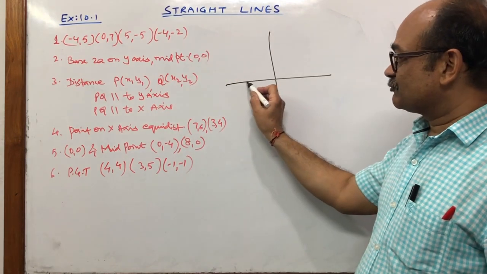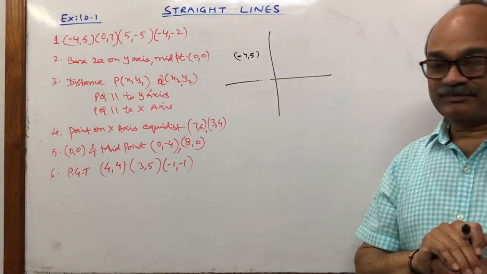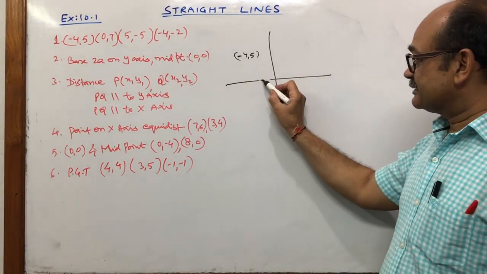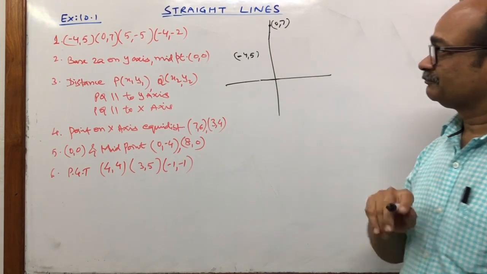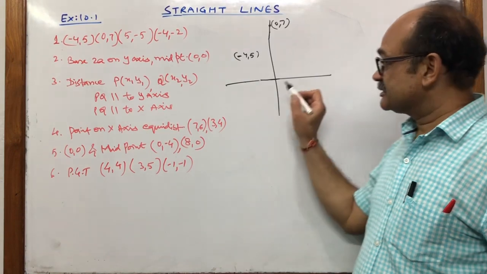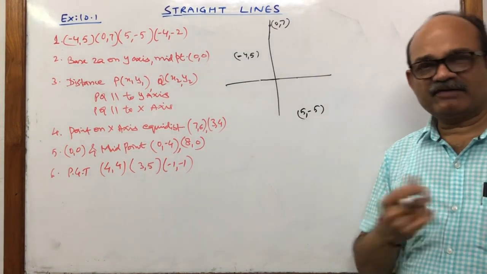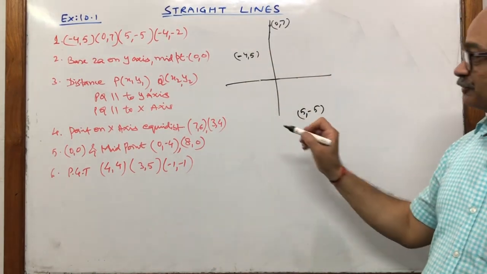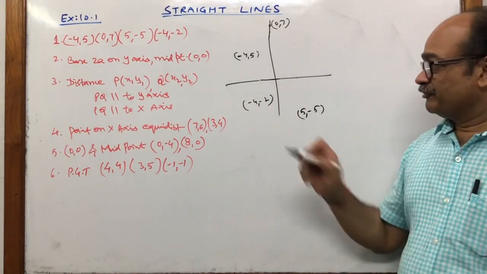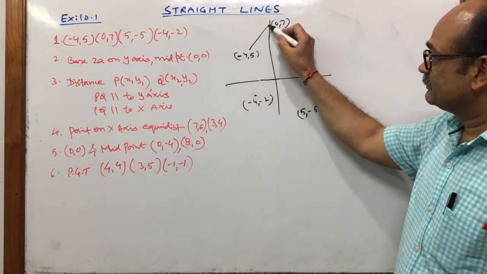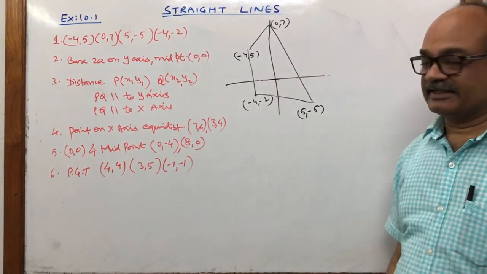-4, 5. -4 is here, 5 is here. So here we write -4, 5, a rough idea. 0, 7. X is 0, but Y is 7. It is here, 0, 7. 5, -5. X is plus 5, but Y is minus 5. 5, -5, rough idea. And -4, -2, you know, -4, -2. We have to join these points and then calculate this area.